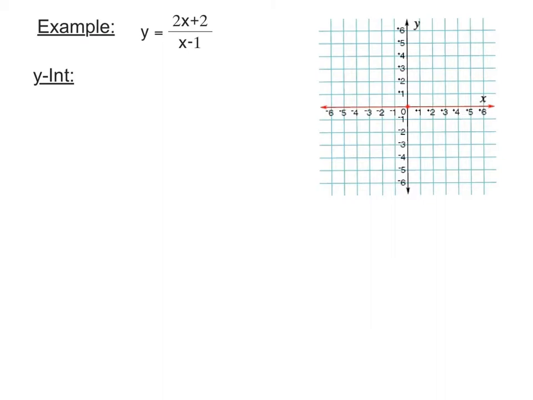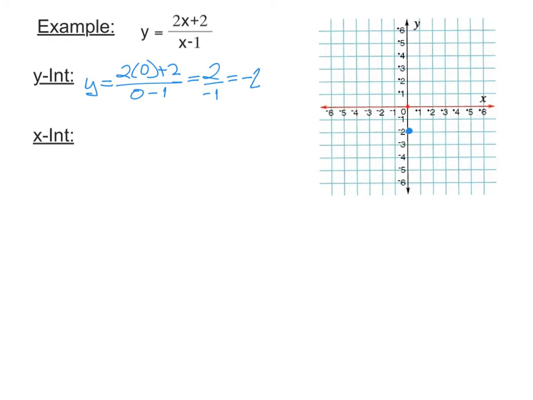The first thing that we want to find is the y-intercept. Remember, to find the y-intercept, we let x be 0. So 2 times 0 plus 2 over 0 minus 1. That'll be 2 over negative 1, which is negative 2. So we have a y-intercept at negative 2. I'm going to go ahead and plot that point right over here.